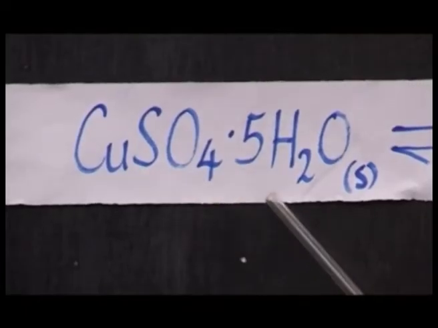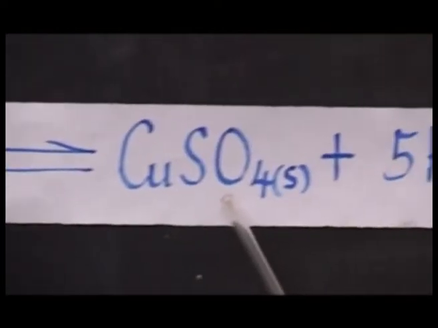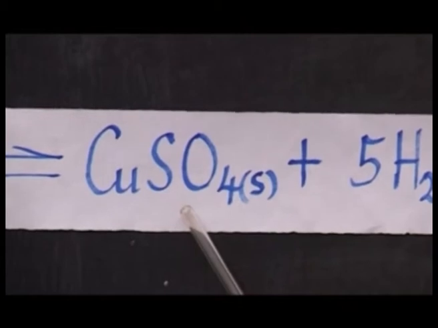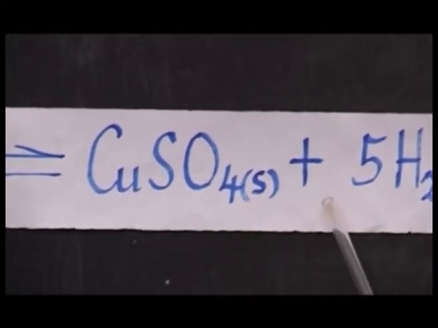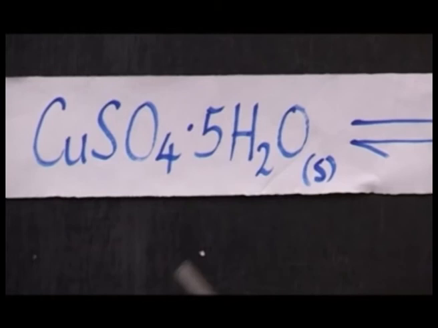Hydrated copper sulfate decomposed to produce copper sulfate, which was white in color, and water molecules. Again, these molecules of water, once combined again with copper sulfate, hydrated copper sulfate is formed, which is blue in color. Also, a reversible reaction can be demonstrated by using potassium chromate solution.